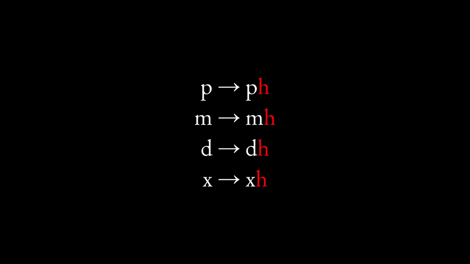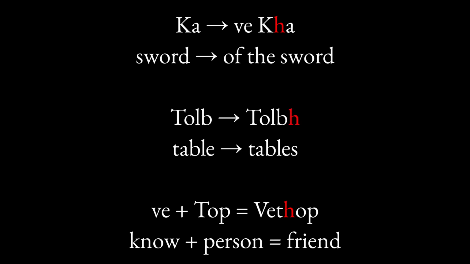Alright, there's a few more important pronunciation things here. First, let's tackle consonants. Most consonants have a lenited form similar to Irish. This is indicated by an H after the consonant. It changes the pronunciation and is used with prepositions, plurals, and compound words. Here's how the lenited forms sound.